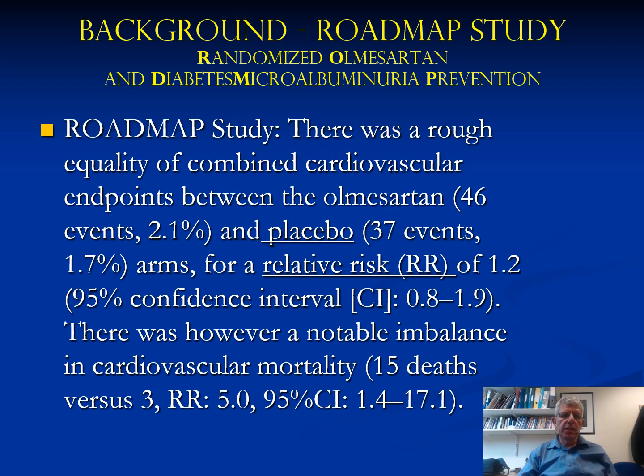The first RCT was the ROADMAP study. The full title is shown here. In the ROADMAP study, there was a rough equality of combined cardiovascular endpoints between olmesartan and placebo. However, there was a notable imbalance in cardiovascular mortality. So there was more mortality in the olmesartan group compared to placebo in the ROADMAP study.